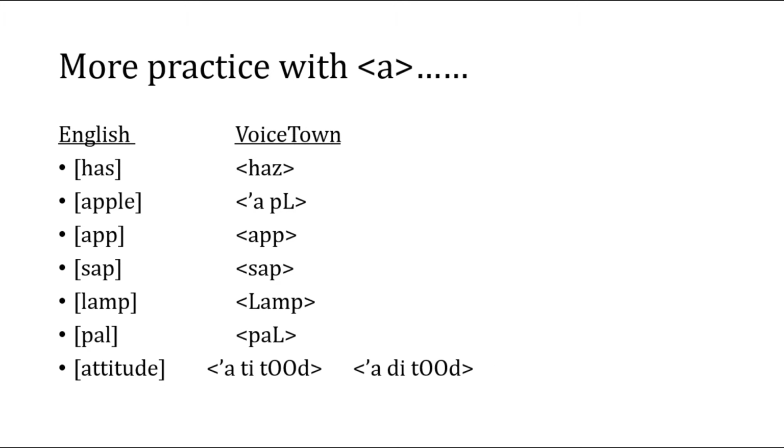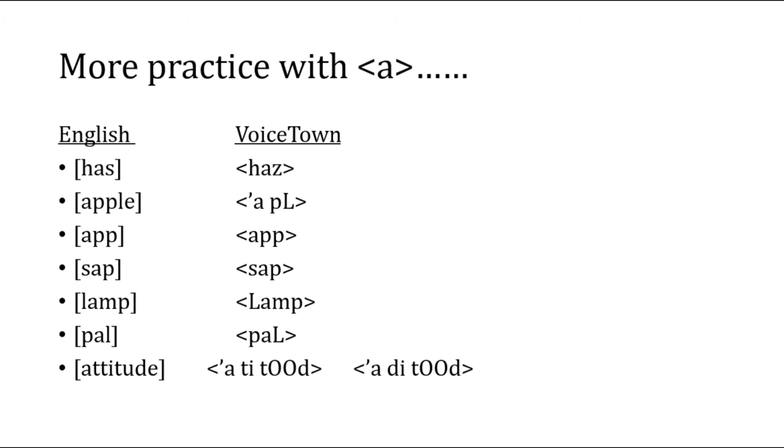Practicing the ah sound. I have words listed on the left in English and on the right in Voicetown. They always sound the same, but they may be spelled differently. Has, apple, sap, lamp, pal.